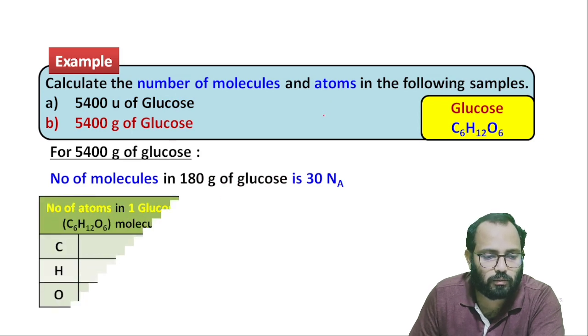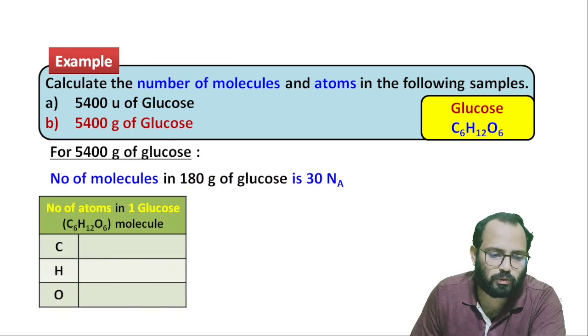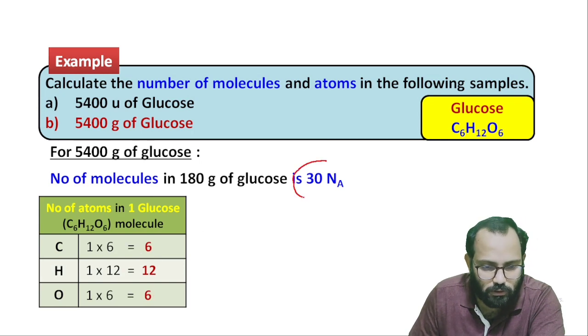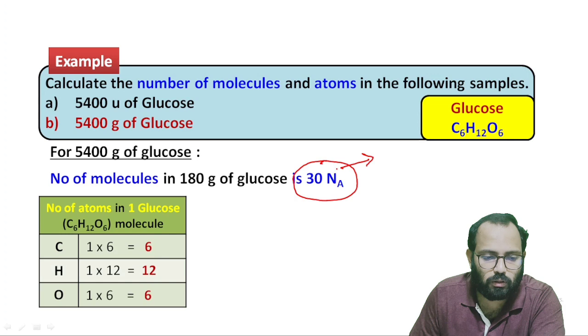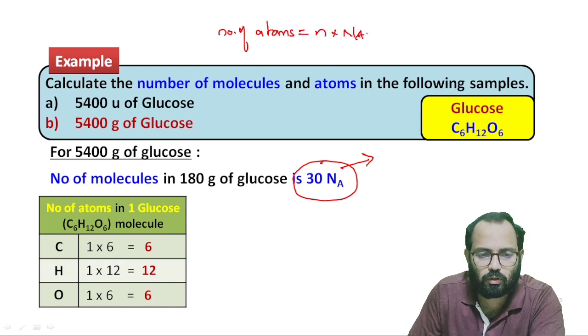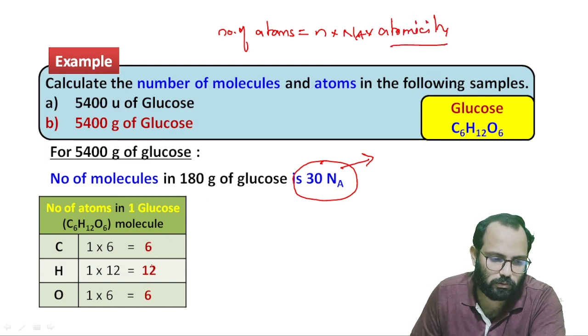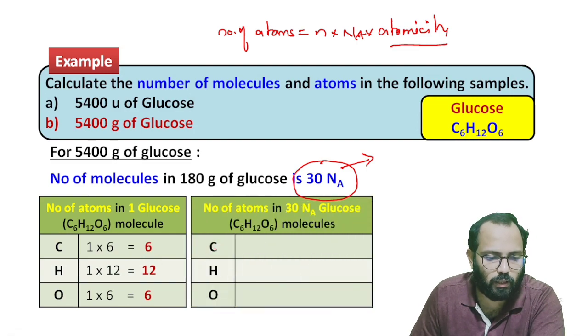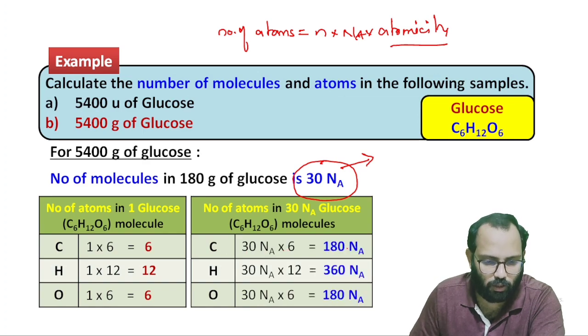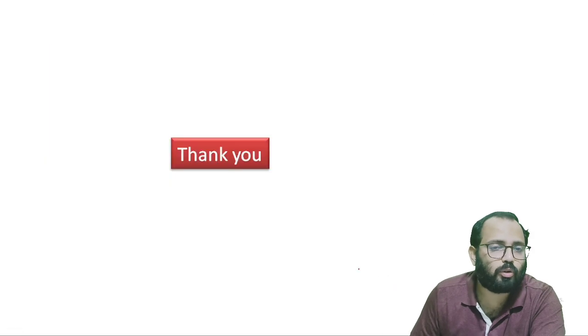Now we have to find out the number of atoms. Number of atoms in one glucose, we know that it is like this. Now we have to find out for 30 Na. Number of atoms is equal to number of molecules into atomicity. I'm writing it multiple times so that it gets into your mind directly. For the number of carbon atoms in glucose, it is going to be 30 Na into 6, 180 Na. For hydrogen, it is 30 Na into 12, 360 Na. Oxygen, 30 Na into 6, 180 Na.